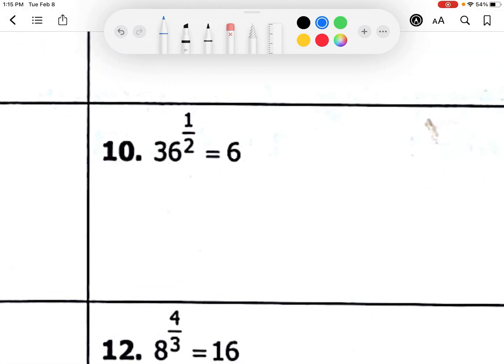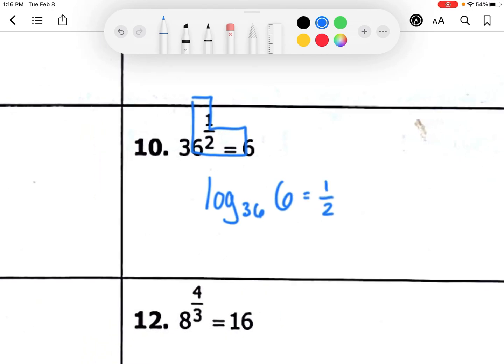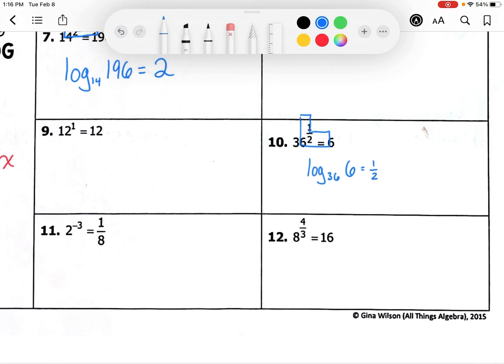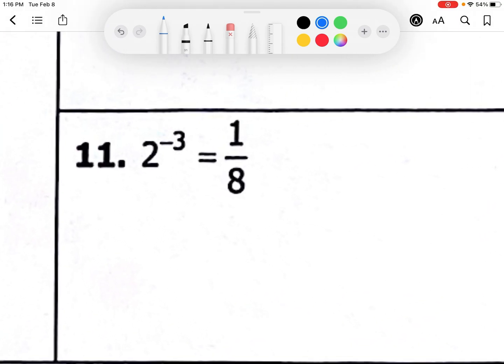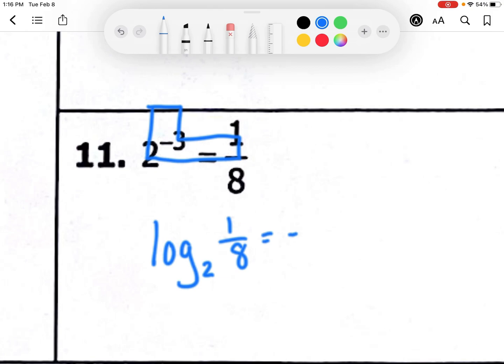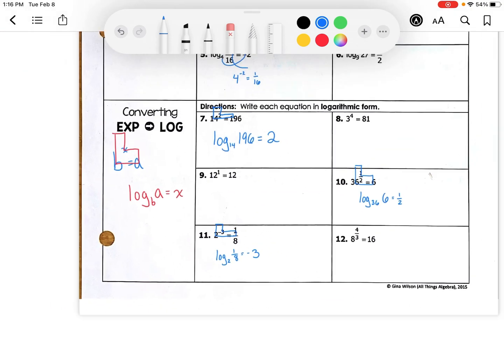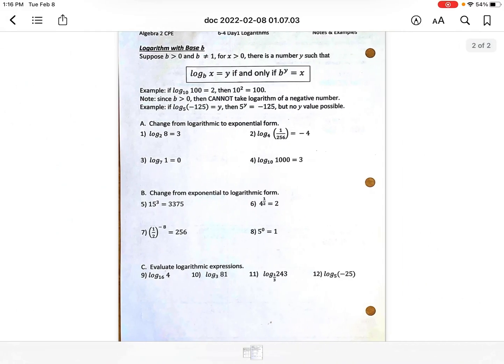Let's do a couple others. Number 10, writing our L to put it into log form. We touched 36, then 6, then 1/2. Log base 36 of 6 equals 1/2. We're converting from exponential to log. Let's do one more. Number 11, 2, 1/8, and then -3. So we write log base 2 of 1/8 equals -3. Exponential to log.